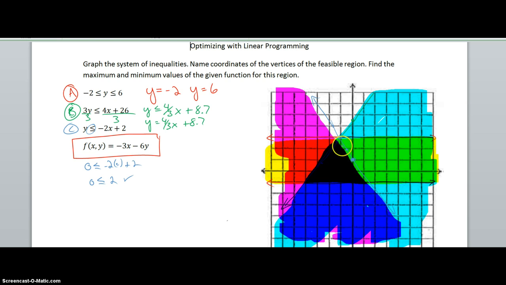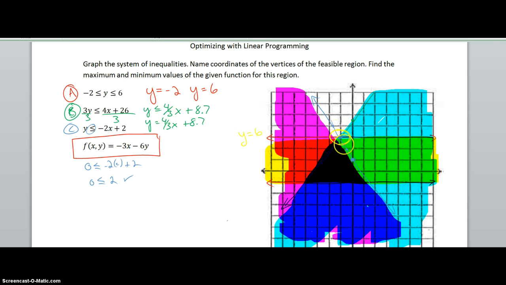Since it's bounded, we will have a minimum and a maximum. And we're going to first find the vertices so we can figure out what the minimum and the maximum are. So let's figure out this first vertex right here. In order to find it, I'm going to figure out which two lines are intersecting and solve for where they intersect. It's intersecting with this line right here, which is the line y equals 6.